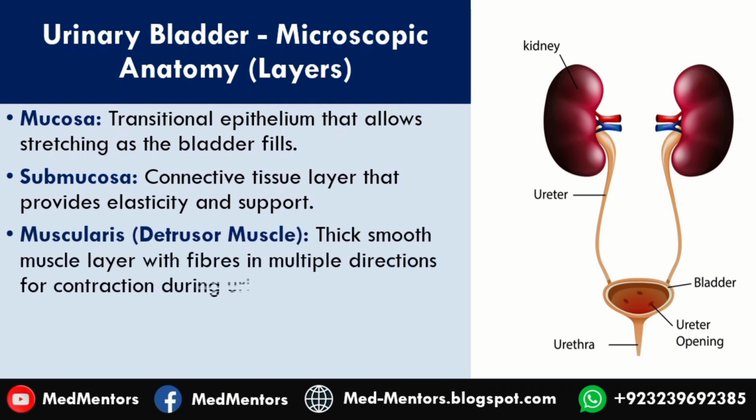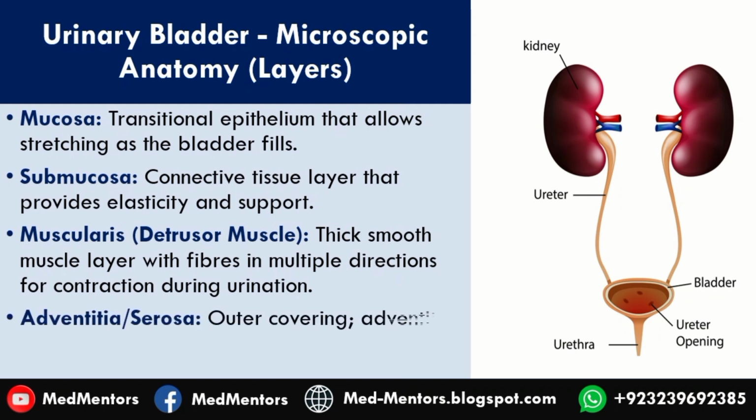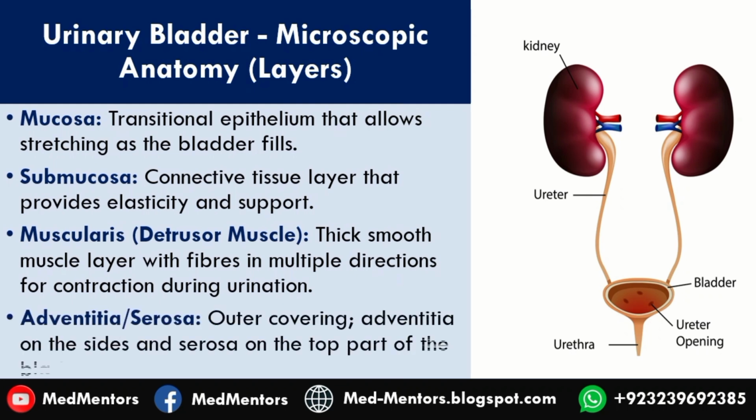The muscularis layer consists of detrusor muscles, a thick layer of smooth muscle fibers arranged in multiple directions, enabling effective contractions during urination. Adventitia or serosa, the outer covering with adventitia on the sides and serosa on the top part of the bladder, providing additional support and protection.